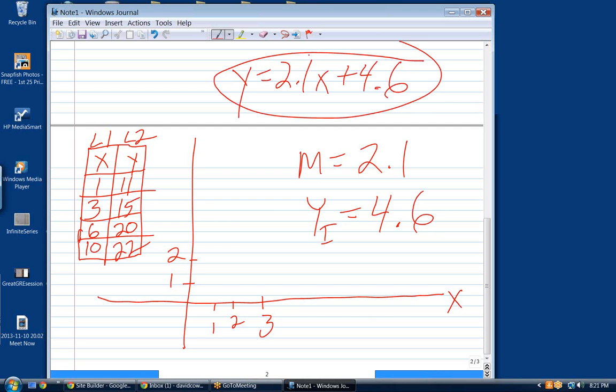Okay. So there's the answer. And your calculator has to give that to you. We don't have a way of doing that manually. Right, okay. So that's linear regression.